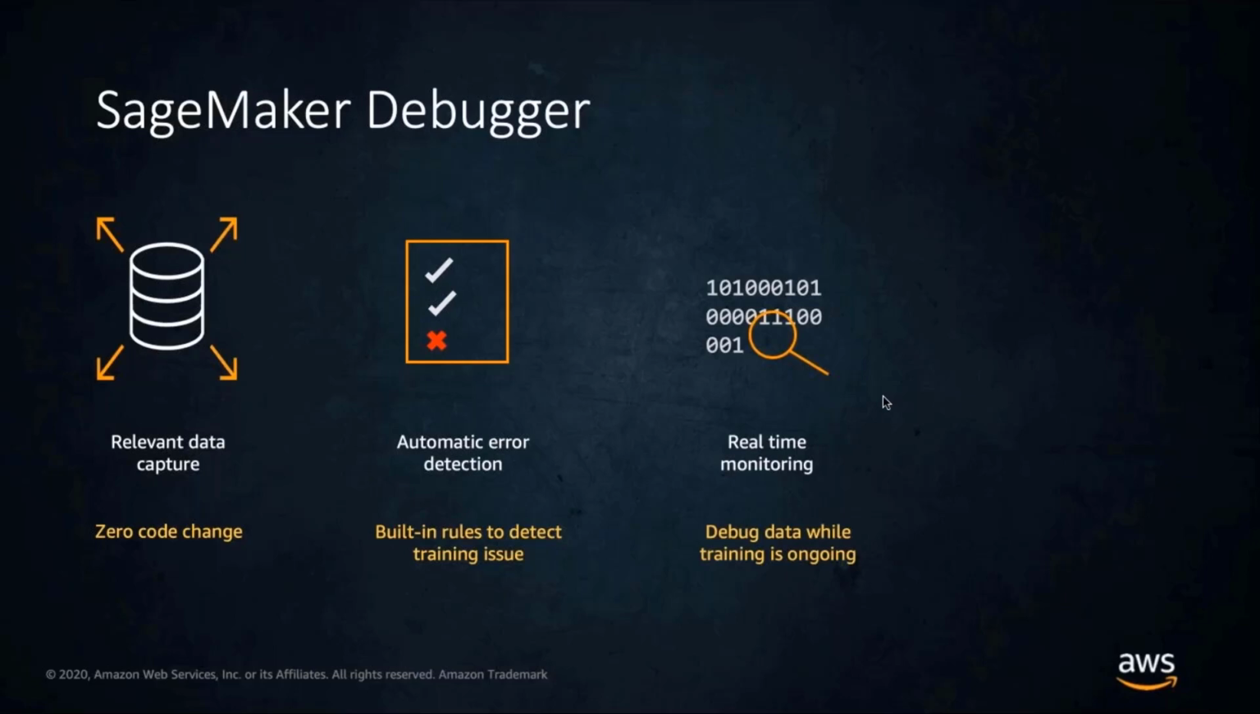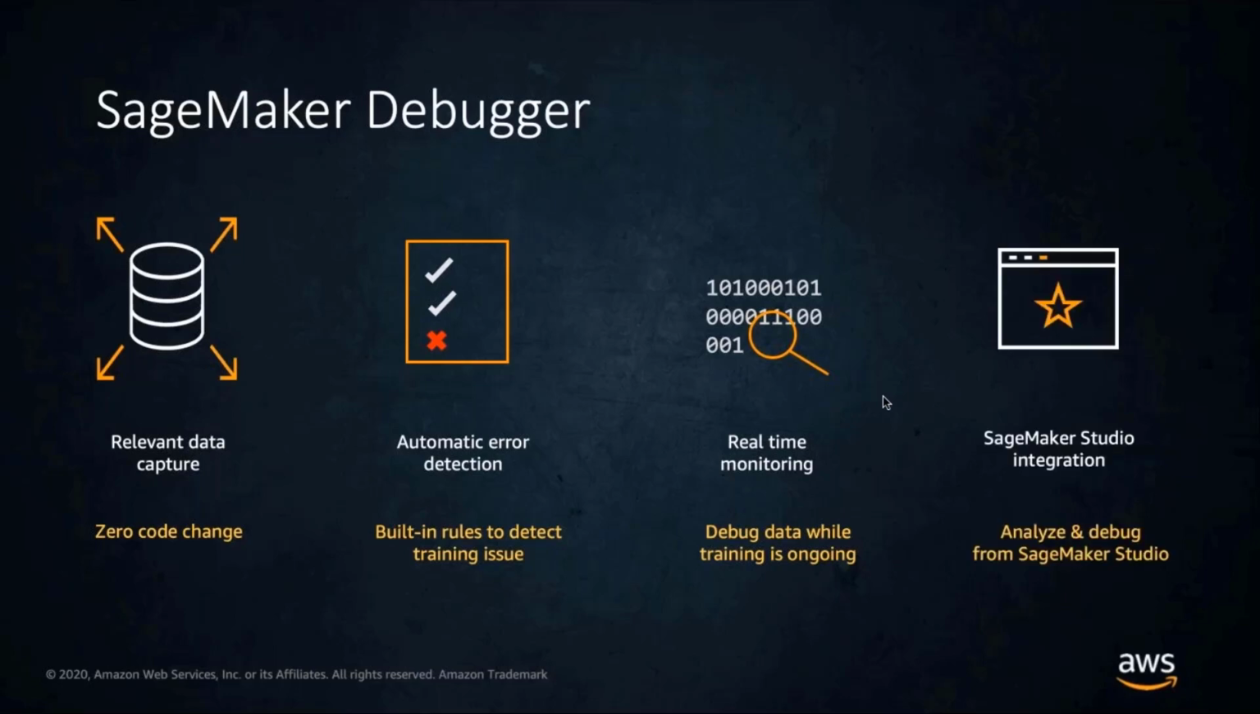With Debugger, we can also perform real-time monitoring. That means we start our training job that is going to be executed on a training instance. And while the job is emitting tensors, we can read those tensors into our notebook instance and perform all sorts of visualization, analysis, and so on. Debugger is also integrated in Studio. And you can, for instance, see the built-in rules that are executed. You can see the status of those rules, whether they found an issue or not.